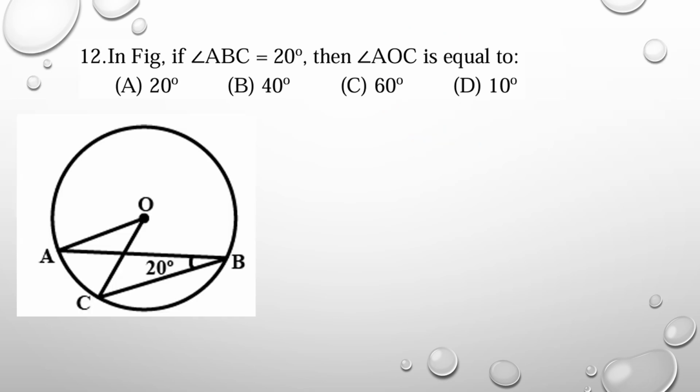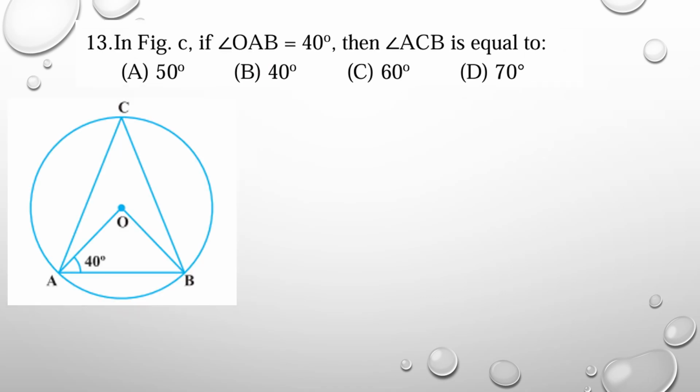Next, in the circle, angle ABC is 20 degree. You need to find angle AOC. Now AOC है क्या? Angle subtended by an arc AC. AC is an arc. The angle subtended by an arc at the center is double the angle subtended by the same arc at the remaining part of the circle. अब remaining part of the circle में angle B है. So this should be double of 20 degree, which means 2 into 20, 40 degree.